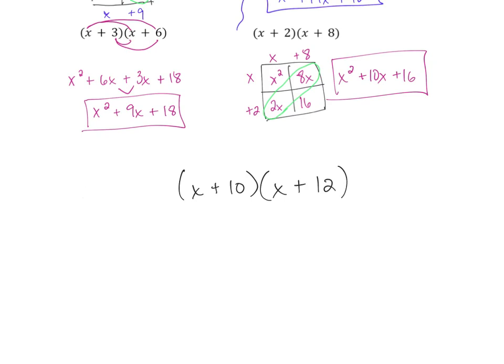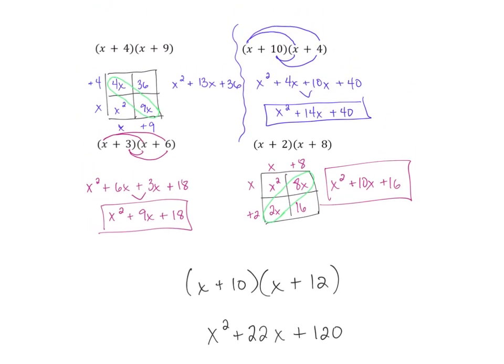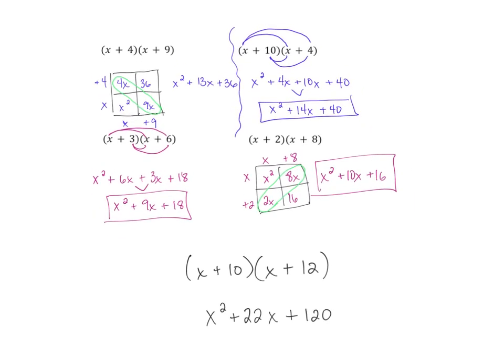Without doing any of the other work, I know I'm going to start with an x squared. I'm going to have something times x, and that middle term, the b value, is going to be 10 plus 12, which is 22. And then my last term is going to be 10 times 12, which is 120. And there we go. So if we start looking at the pattern, we can figure that out a lot quicker and start to use that as we move on into factoring.